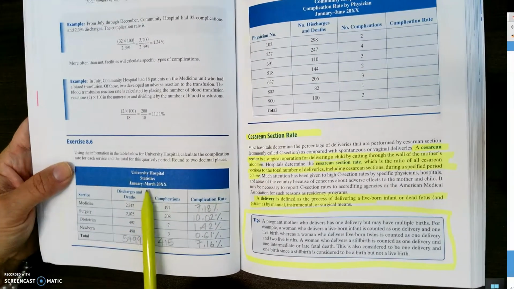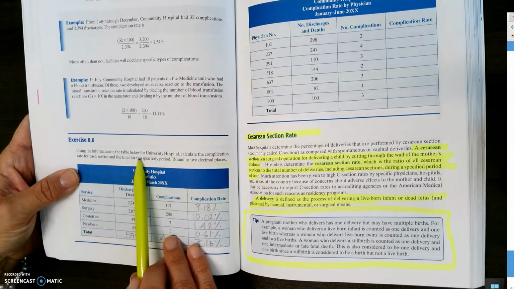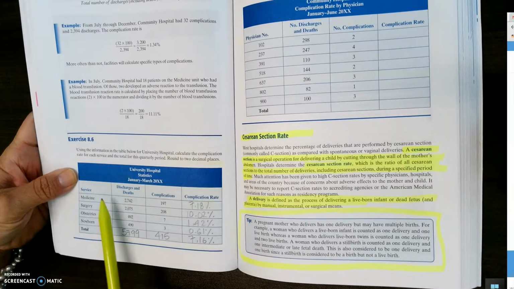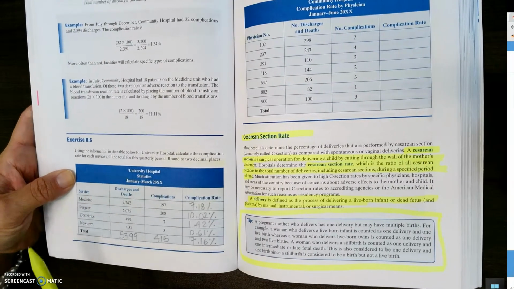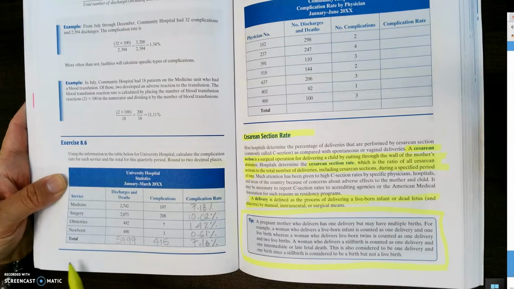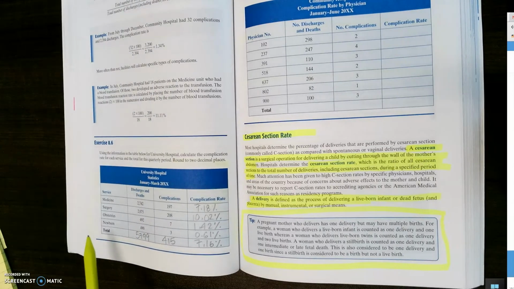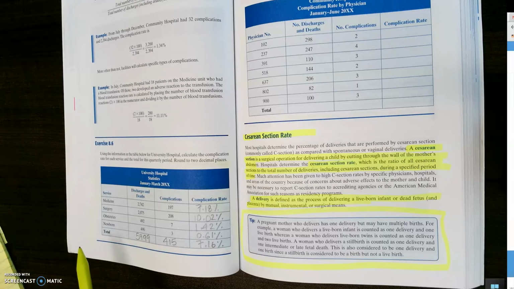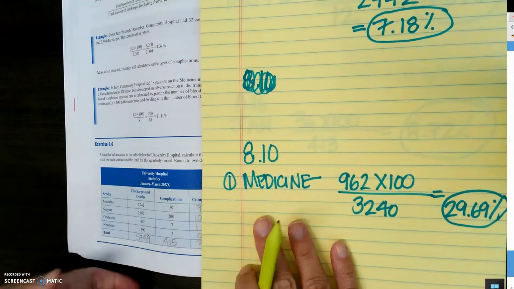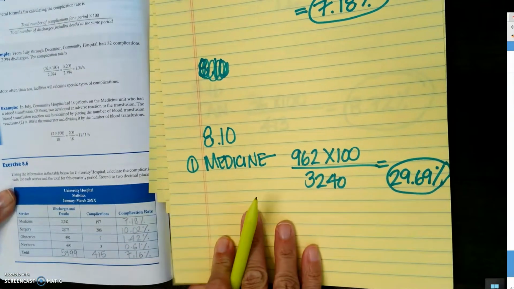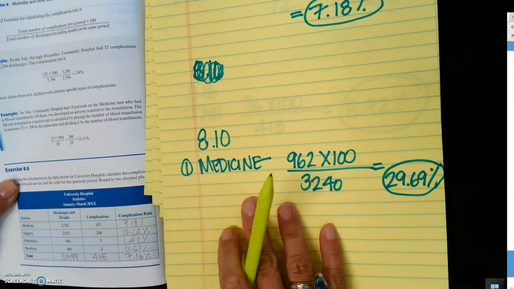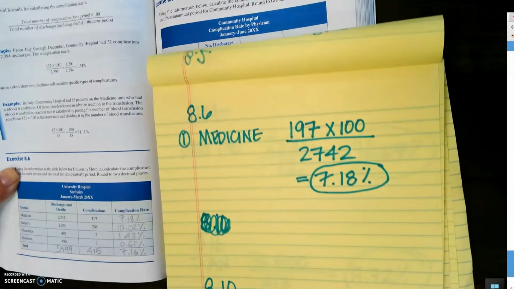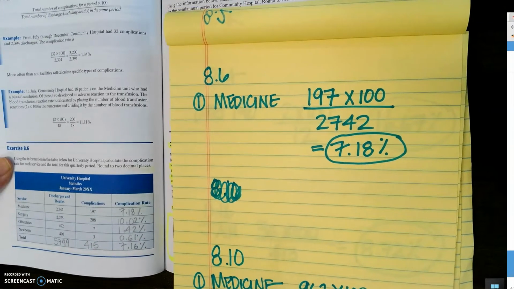8.6, University Hospital, using the information in the table below, calculate the complication rate for each service and then the total and round to 2 decimal places. And so we've got by service, I've got this first one written out for y'all. By service, and these are so wonderful. We're just pulling the information out of the table. They're so nice and neat.